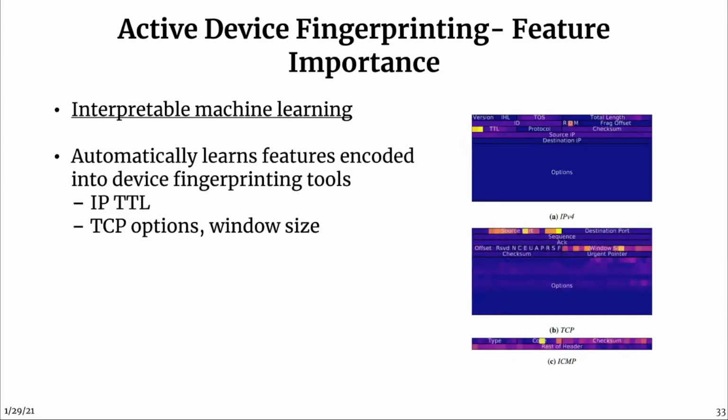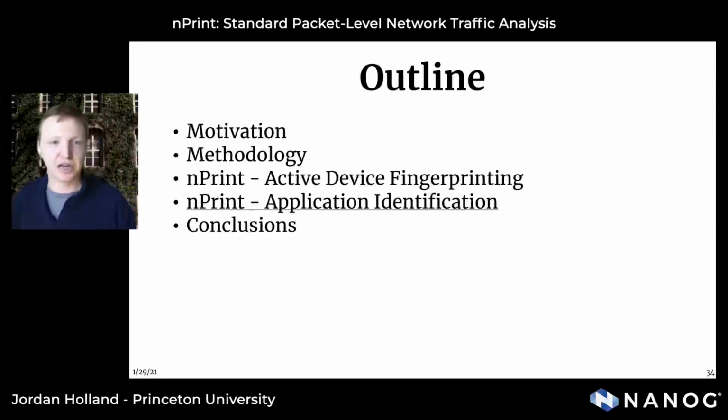We actually see that it automatically learns features that are already encoded into Nmap, for example. It learns that the IP TTL is incredibly important. It learns that the window size is incredibly important. It finds value in the ICMP header that gets responded to by the Nmap probe. And we're able to do this automatically and find out after the fact, rather than having to extract it ourselves. So last, we're going to look at application identification.